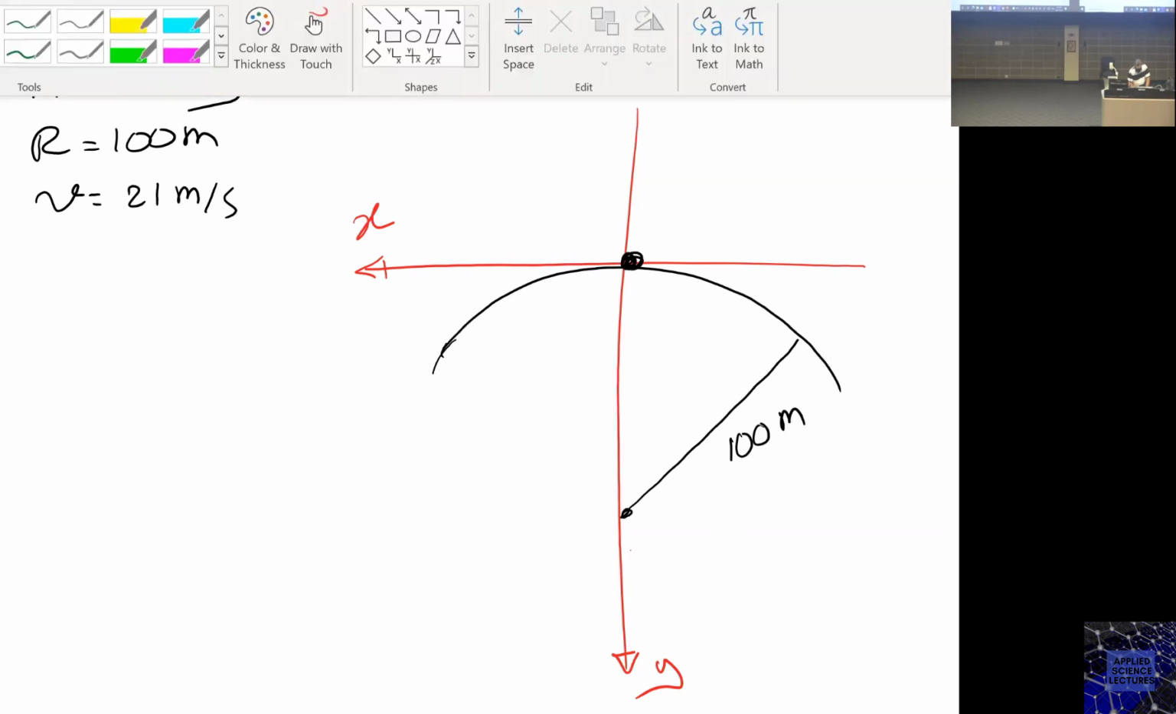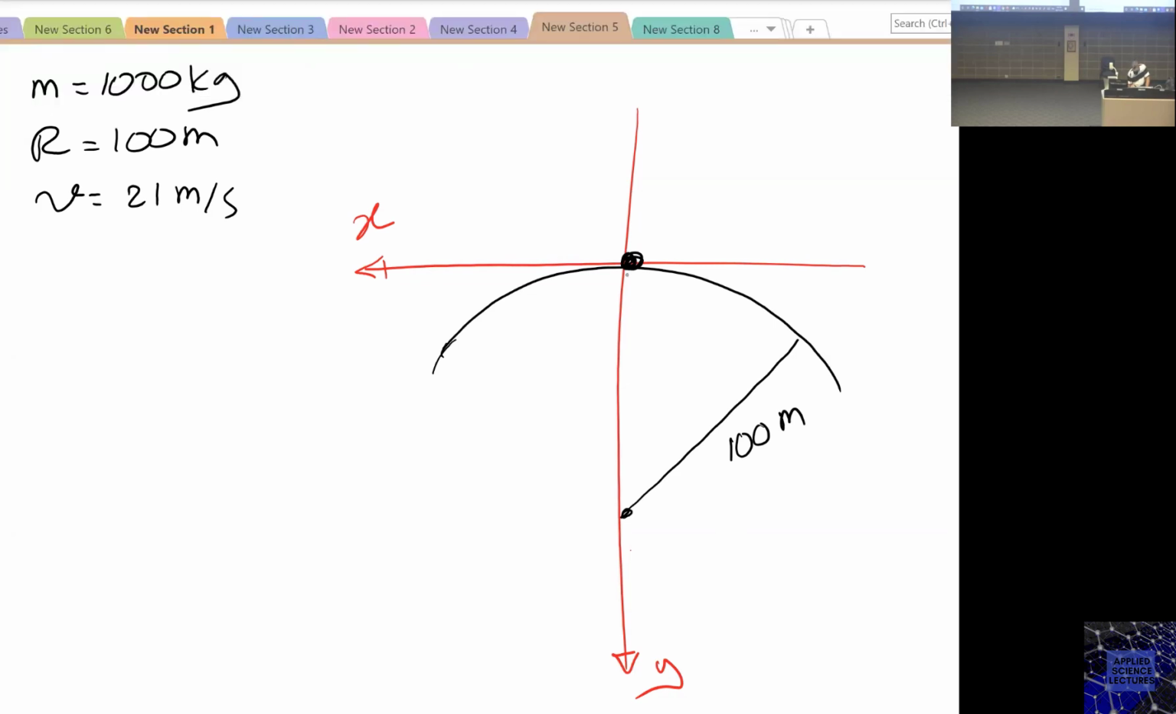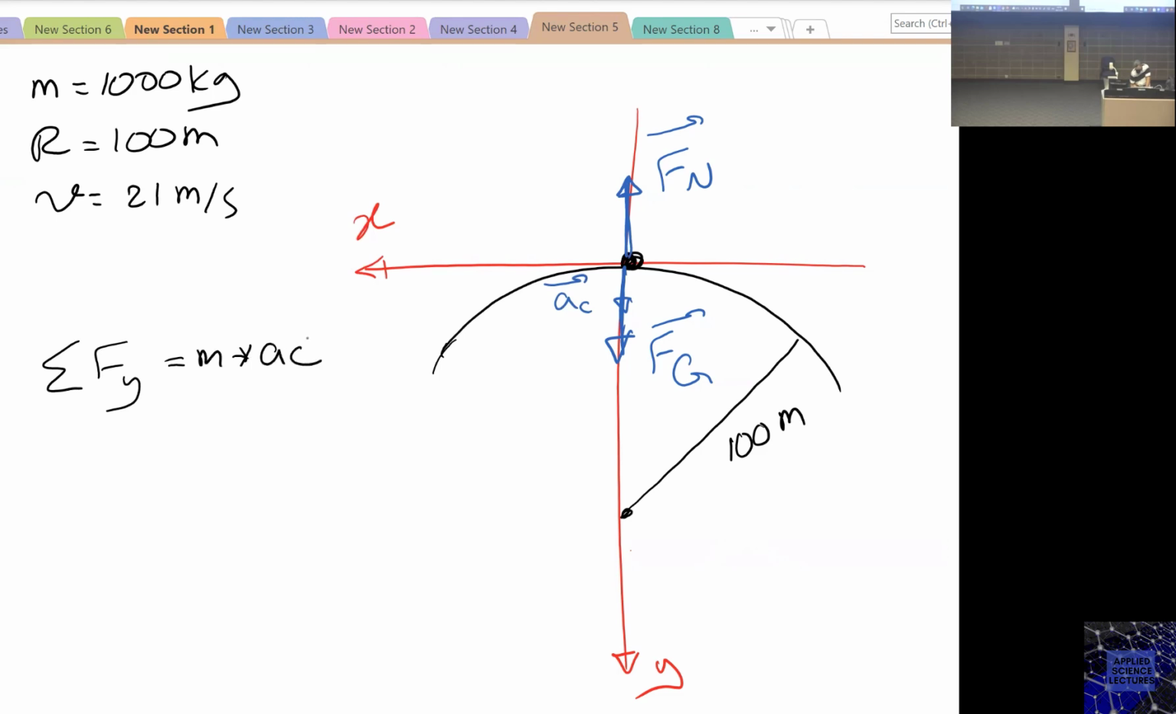So I have the gravitational force pointing downward, and I have the normal force pointing upward. In this case, the acceleration is pointing in this direction. The centripetal acceleration is pointing downward toward the center of the circular path. Now, if I apply Newton's second law, and I take sigma Fy equals m times AC.